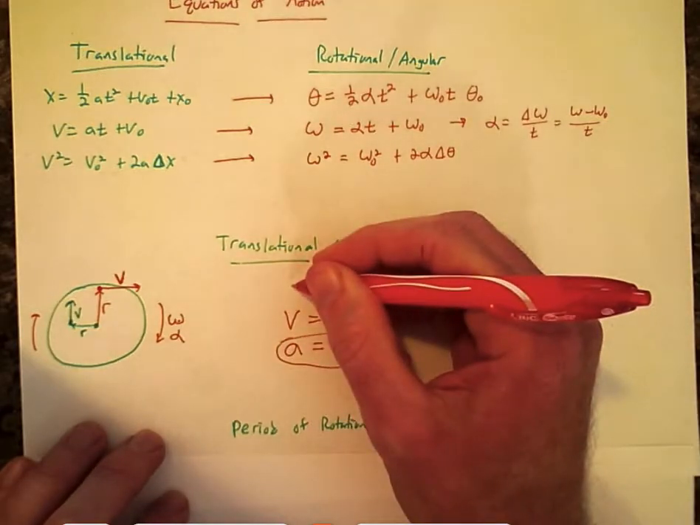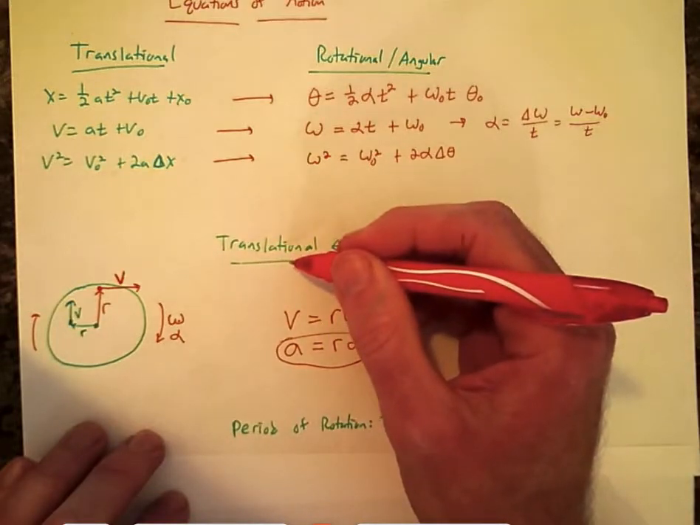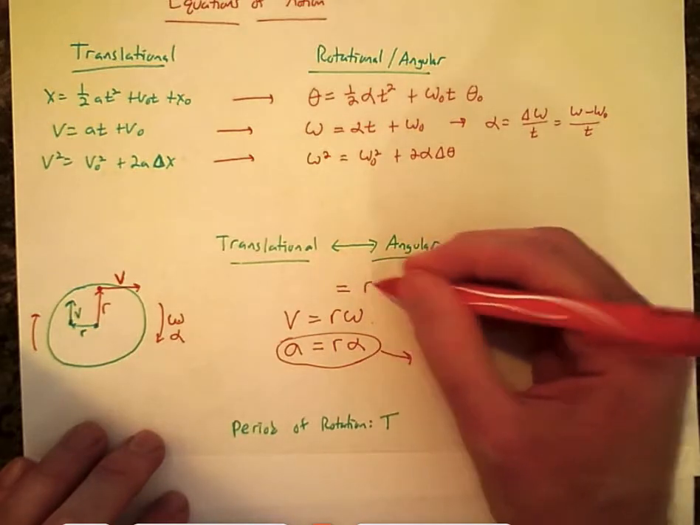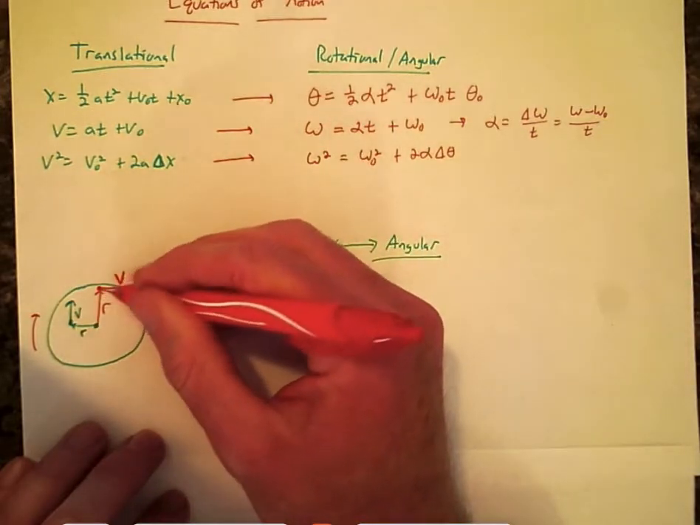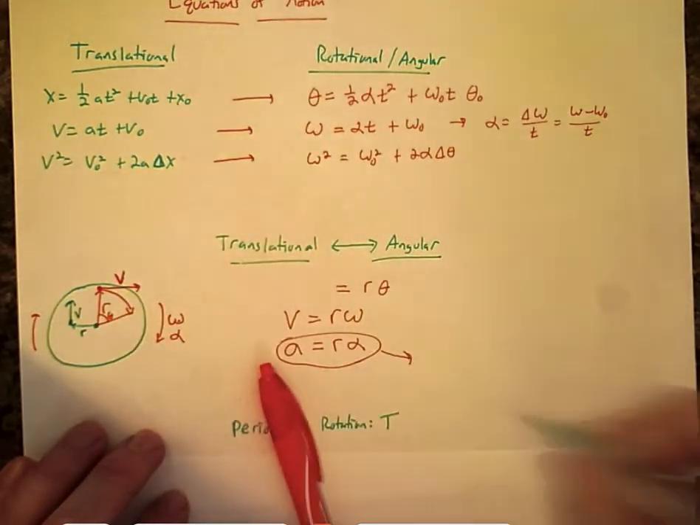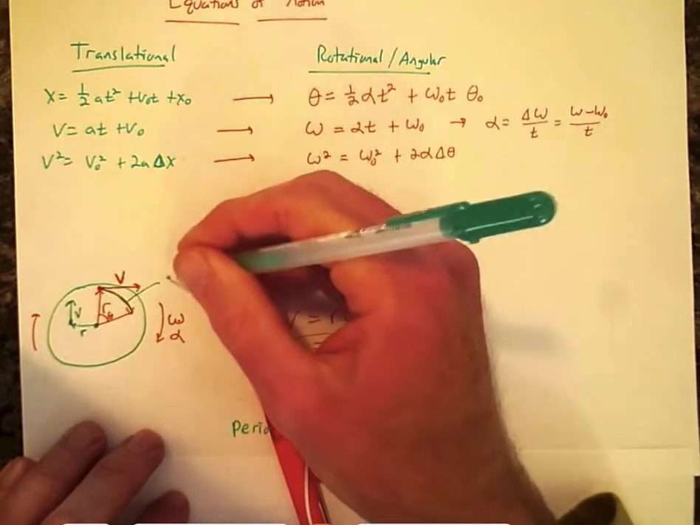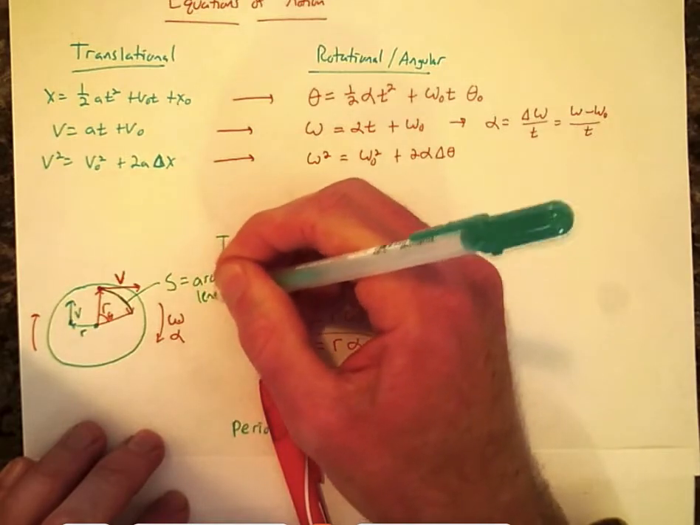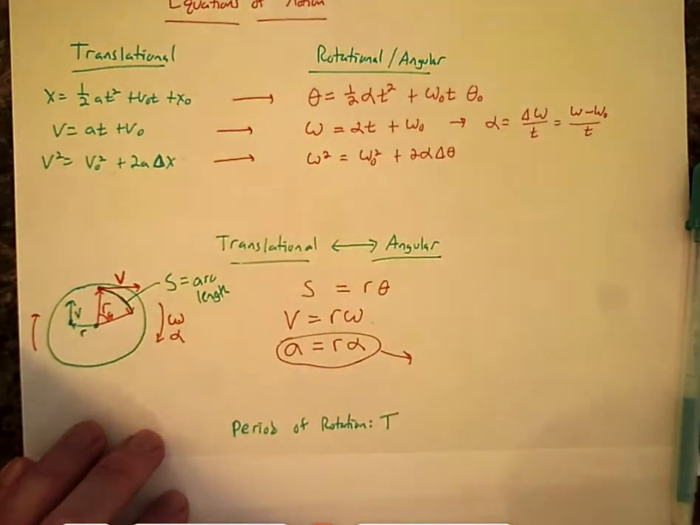And then when I have a translational position of sorts, this is going to be equal to r theta over here. What's my translational position? If I've gone through an angle theta like that, then what I've traced out here is actually an arc length. So that length right there is going to be an arc length, which is s. That's the variable we use for arc length. So that's going to be s equals r theta like that.